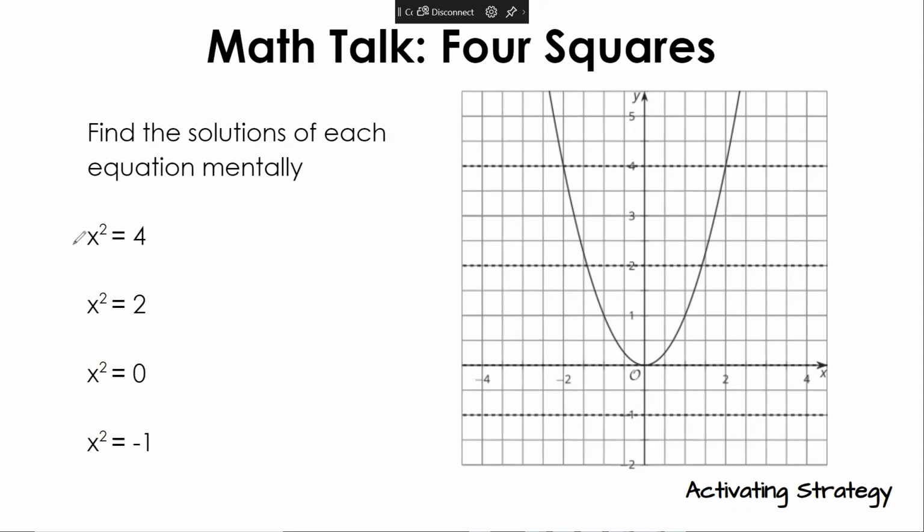We square root it. Okay, so what's the square root of 4? 2. Now remember, when we solve and we have a squared, we're going to have a positive and negative version of that.